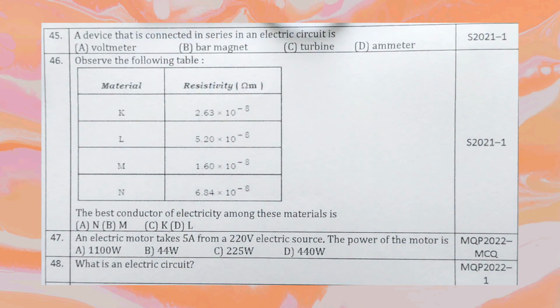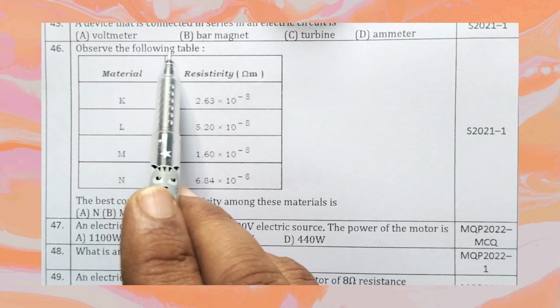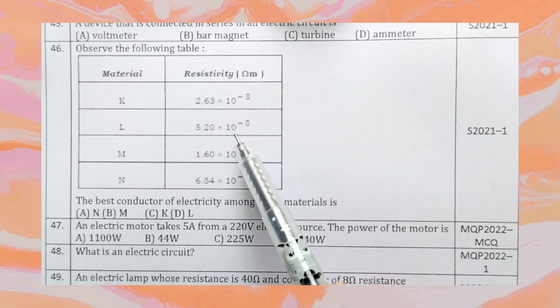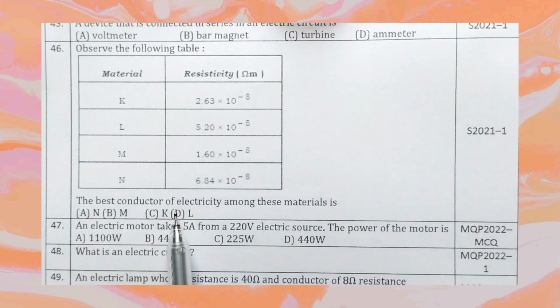In the 46th question, observe the following table. K, L, M, N are the materials and their resistivity is given. The best conductor of electricity among these materials.